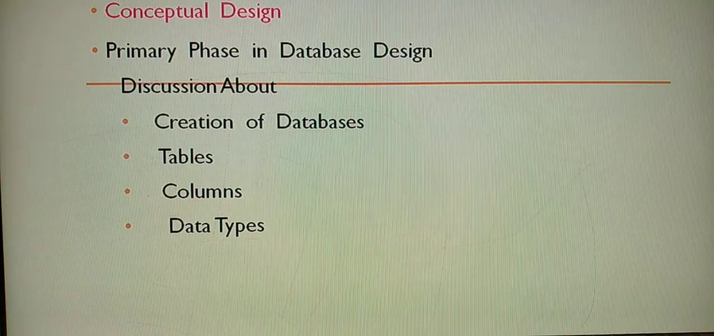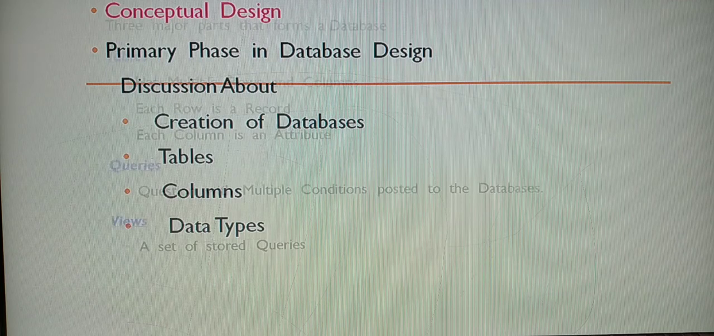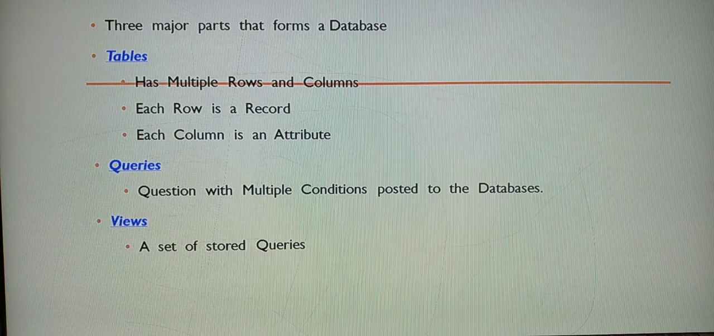And the next day we finished database design. This is your conceptual design, which is the primary phase in database. So in this phase they are going to discuss what database we are in need of, tables, columns, column headings, and what are the data types that must be given to each and every column. And next these are the 3 major parts in the database. The first one is your table, next query, next one is your view.